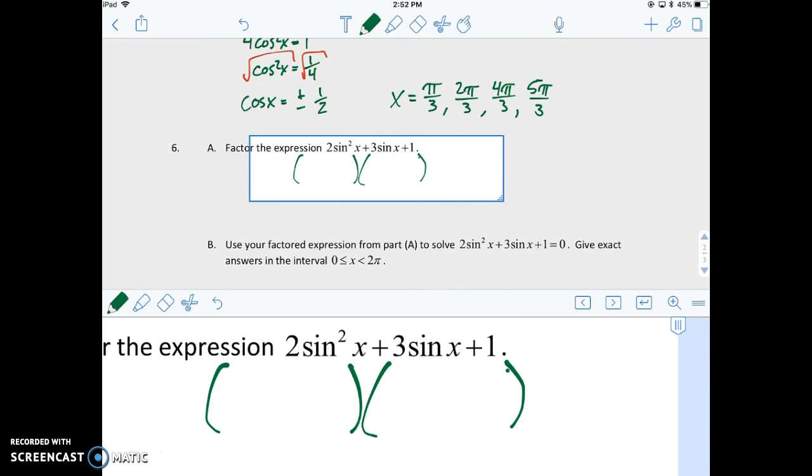We want two numbers that multiply to positive 1, right? So the only way to do that is either negative 1s or positive 1s. And since our middle term is positive, they have to be positive 1s, plus 1 and plus 1. Right? And the only way to get 2 sine squared is to have a 2 sine and a 1 sine. So you can use whatever factoring method you like for these, as long as you can get it into this factored form.